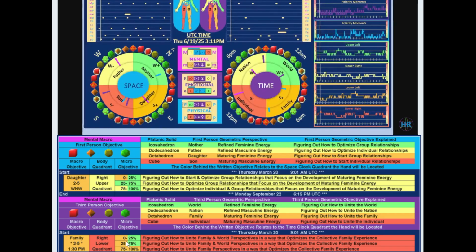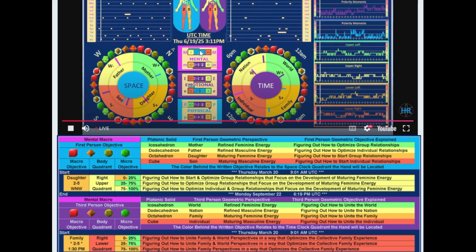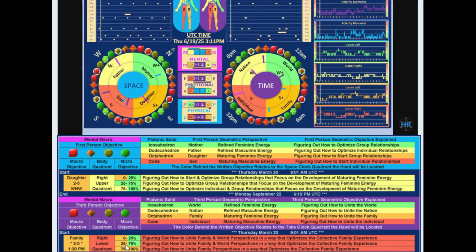So same thing's happening here. It's split out 0 to 25%, 25 to 75%, 75 to 100%. So we know we're in that almost 50% range. So that means that we're going to be in this objective right here. This is how we would dial in this even farther. So we know we're supposed to be creating feminine energy.